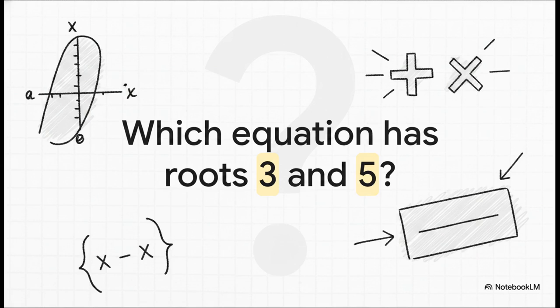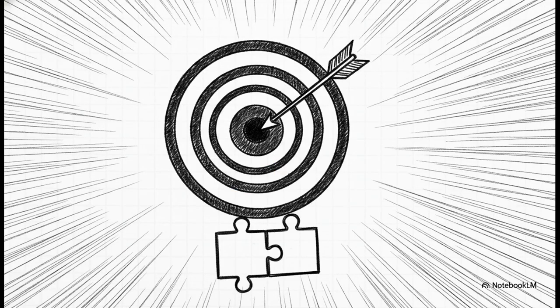I'm going to pause for just a second so you can calculate the sum and the product in your head. All right, got it? The correct answer is option B, x squared minus 8x plus 15 equals 0. Did you get it right?